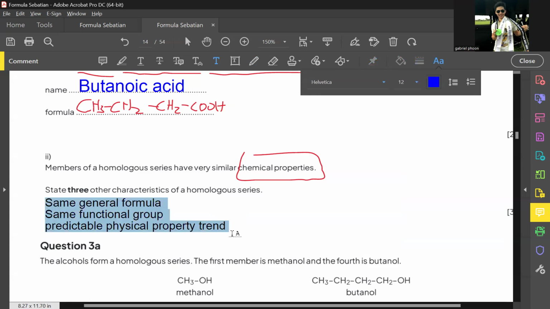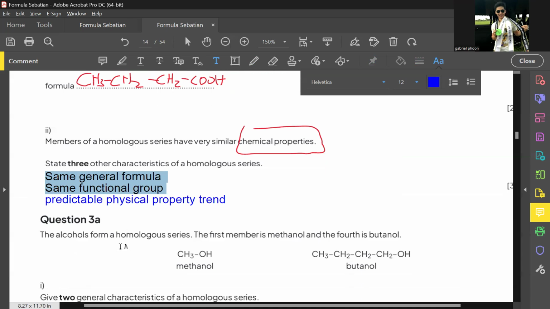You might need to remember these things, guys. They will ask you in your exam. But for me, I feel that these two are like free marks because everyone knows this, right? The only thing that you kind of need to understand is the predictable physical properties. Just remember, at least you can write two of these: general formula and same functional group. Okay, ladies and gentlemen, any questions?